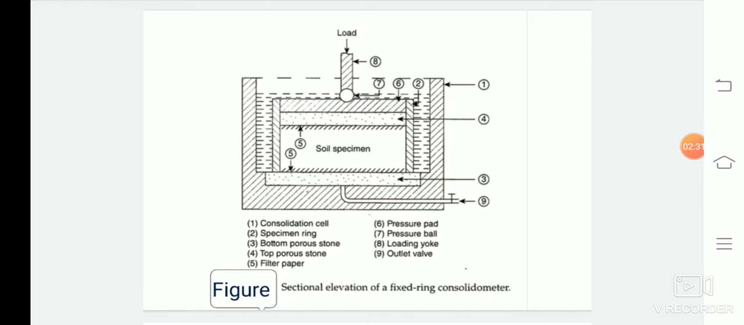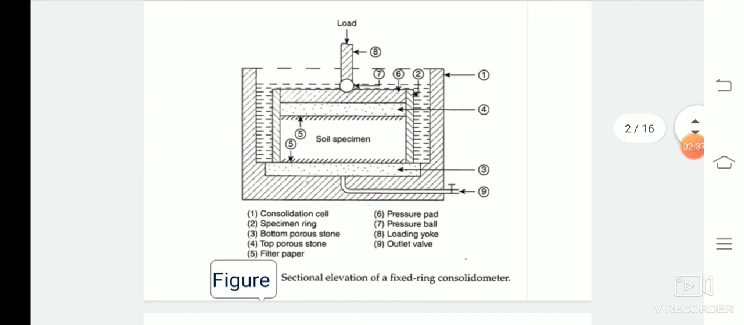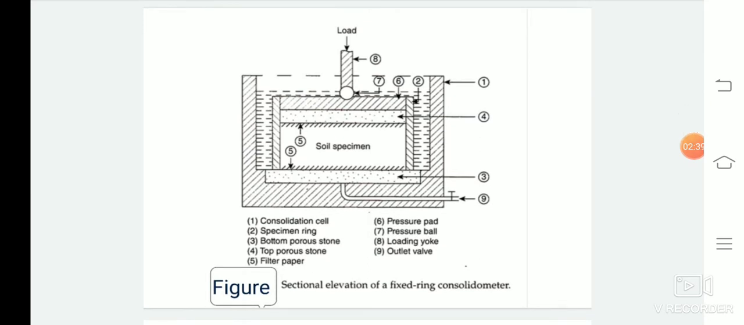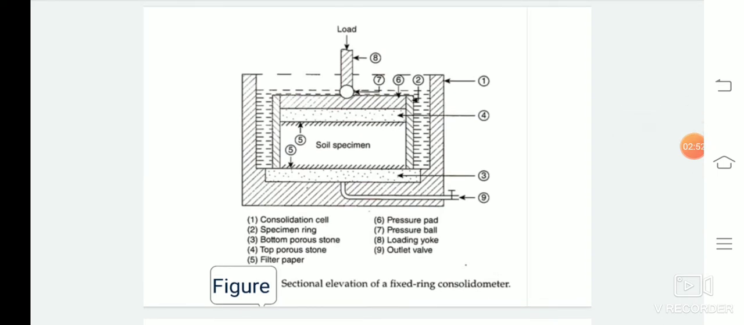Filter papers are cut to the same size as the soil specimen, and are used between the soil specimen and the porous disc to permit the flow of water from the specimen during the consolidation test and prevent the penetration of fine soil particles into the voids of the porous disc. A pressure pad and steel ball are placed over the top of the porous disc in the cell. So this is the sectional elevation of a fixed ring type consolidometer.